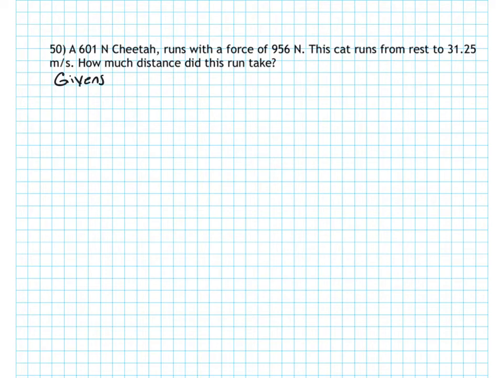So givens, list: a 601 Newton cheetah. What's going on here is this 601 is an adjective describing the cheetah. When it's an adjective like that, that's going to be the weight of the cheetah. So that's going to be our W right there. So the weight is equal to 601 newtons.